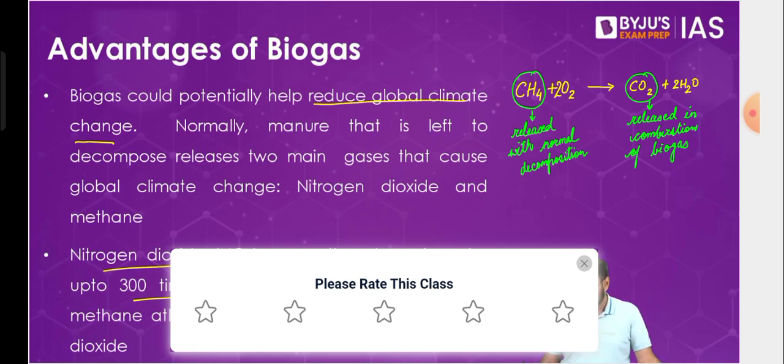When wild animals die, which kind of energy is released? Energy in terms of, I mean, it's the decomposition process, so the same methane and carbon dioxide will be released from there.